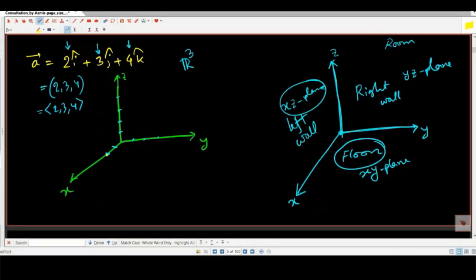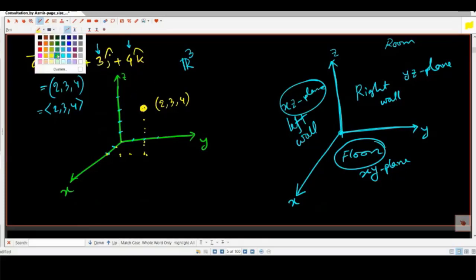So 1, 2, then 3, 1, 2, 3. That is parallel to the y-axis. Now we are here, so we need to go 4 distance vertically. So 1, 2, 3, 4, which is parallel to the z-axis. Now we have reached the point (2, 3, 4). So this is the location of the vector.